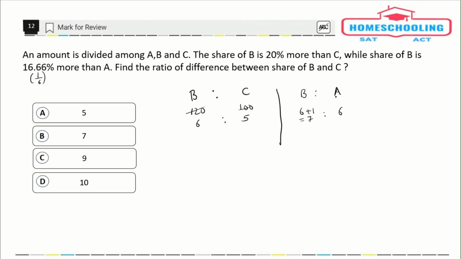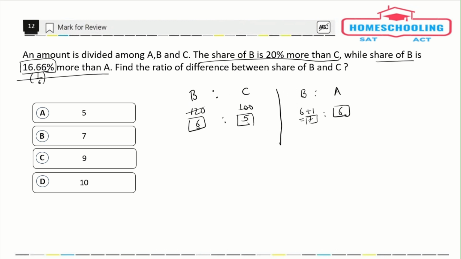See, we can take any ratio here. So for calculation's sake, 16.66% is given. As we know, the fraction of 16.66% is 1 by 6. So if 6 is increased by 1 by 6, then it is 7. So we have these values. From the first statement, B and C are in ratio 6:5. And from the second statement, A and B are in ratio 7:6.